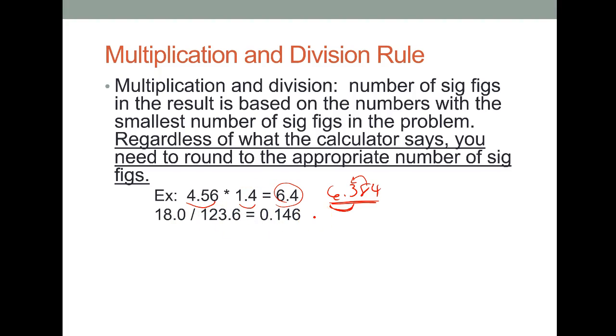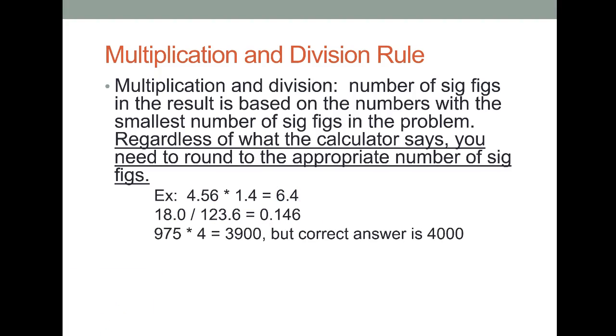I'll do this calculation. And my calculator says 0.145631068. Wow, lots of numbers. Calculators do that. But based on sig fig rules, this has 4. This has 3. That is a trailing 0 with a decimal. That means my answer can only have 3 sig figs. The 6 rounds up to 5. I get that for an answer.